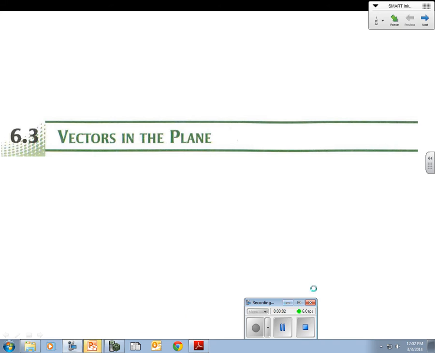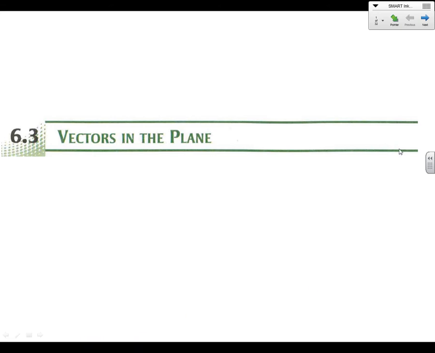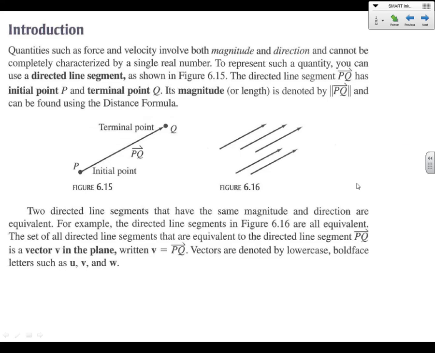Alright, let's get started with 6.3, where we're going to introduce vectors into our coordinate plane. A vector is a line segment, but it has direction now. We have a starting point and a terminal point, an ending point. So it's a directed line segment. We can't go from one end to the other and back. We're going from one end to another end.